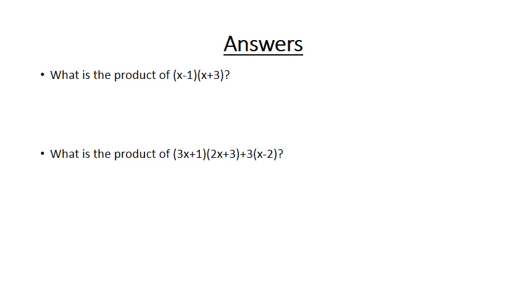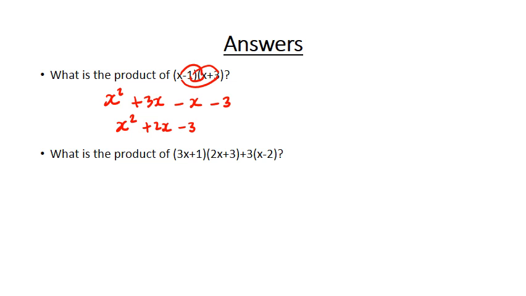Okay, so let's see how you went. Now the first question says, what is the product of bracket x take 1 bracket multiplied by bracket x plus 3 bracket? If we're going to use our FOIL, we want to use our first terms, so multiply the first terms, that'll give us x squared. Multiply the outer terms, which is plus 3x. Multiply the inner terms, which is minus 1x, or just minus x. And then multiply the last terms, which gives us minus 3. So that's going to give us an overall answer of x squared plus 2x take 3.